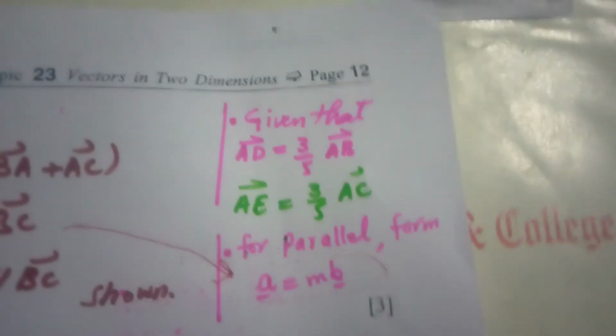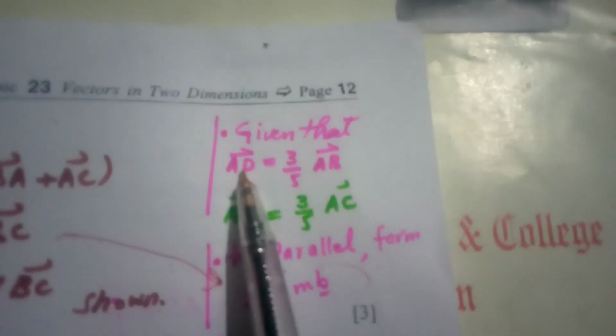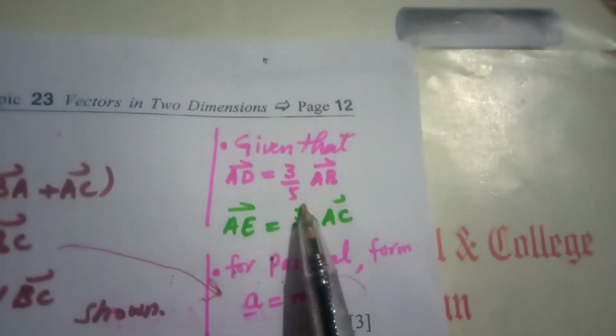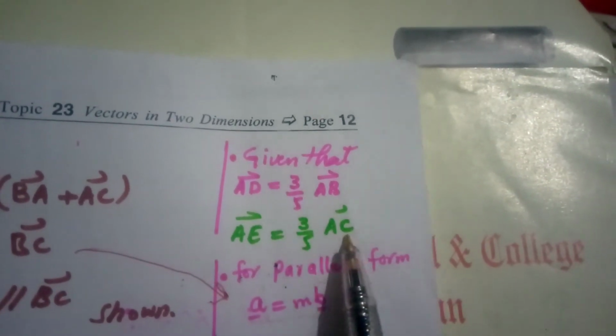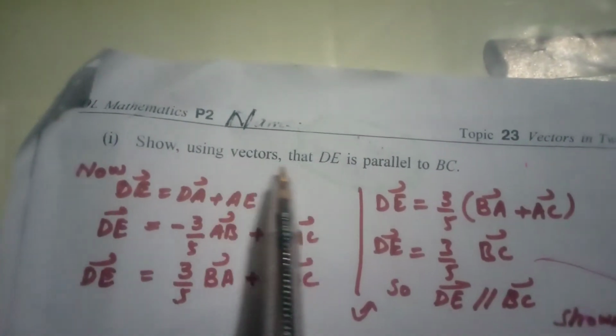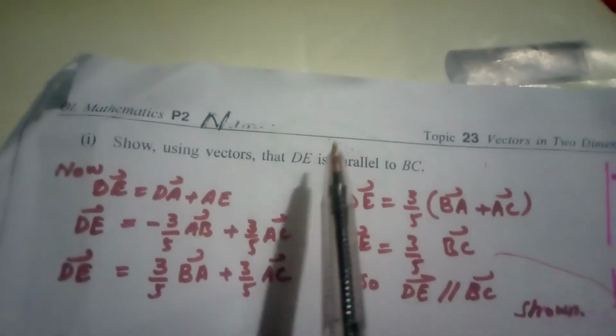Okay ji. Now with the previous discussion, now you can use that AD is equal to 3 upon 5 into AB, and AE is equal to 3 upon 5 into AC. Now the question is, show using vectors that DE is parallel to BC.